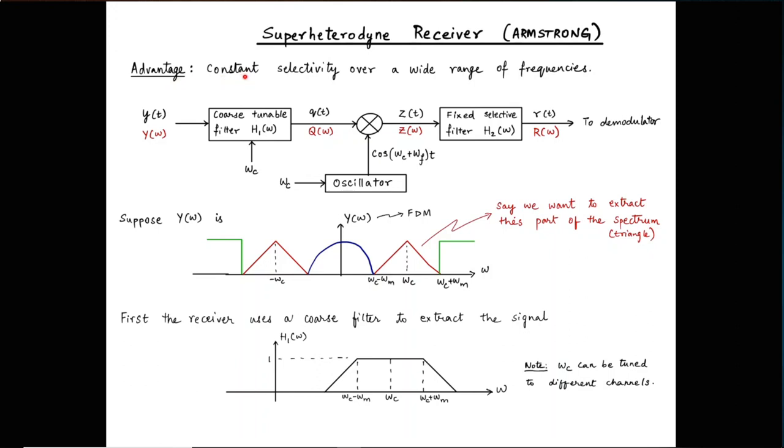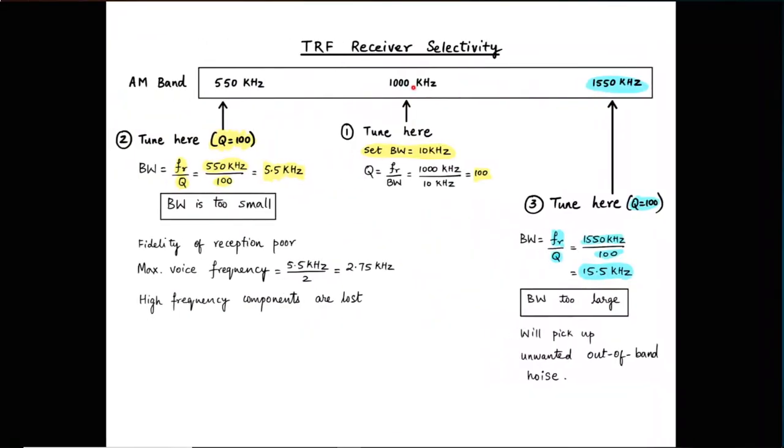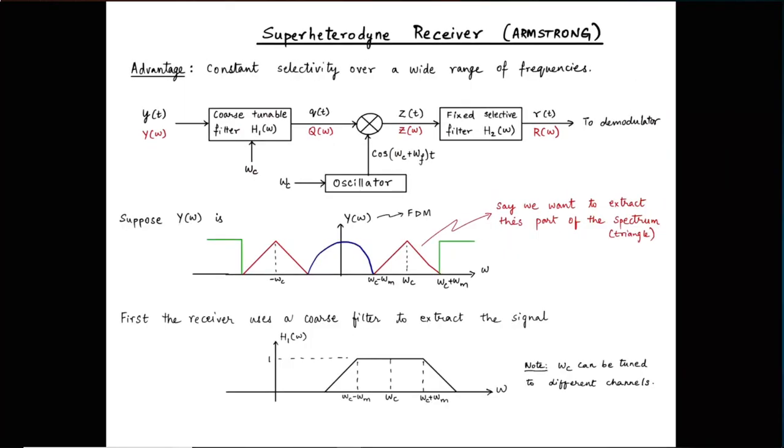So the advantage over here is we get a constant selectivity over a wide range of frequencies. The wide range of frequencies is addressing the tunability aspect of things, and constant selectivity is I will have a really good filter, very selective, and it will be constant for all the tuning, right? No matter if I tune here or here or here, my bandwidth of that filter will remain the same. That's what we are going after now. Okay, so let's see how we are doing this.